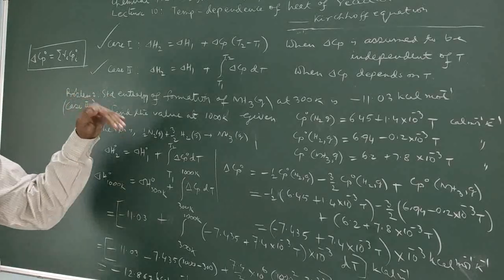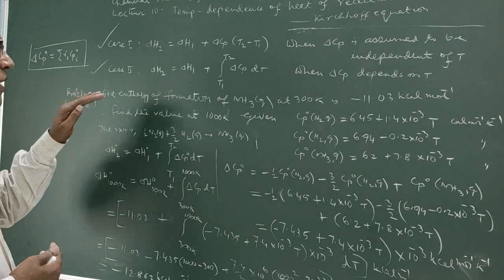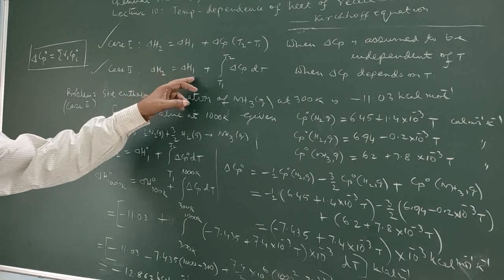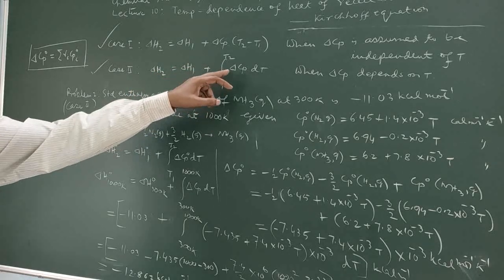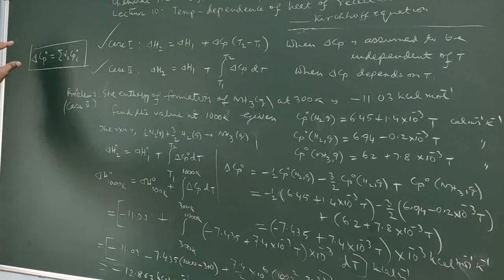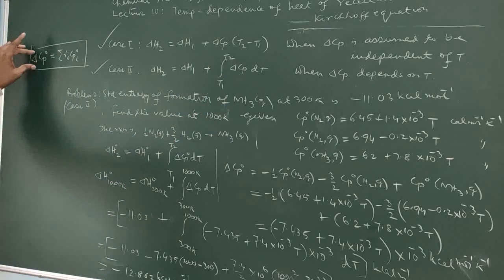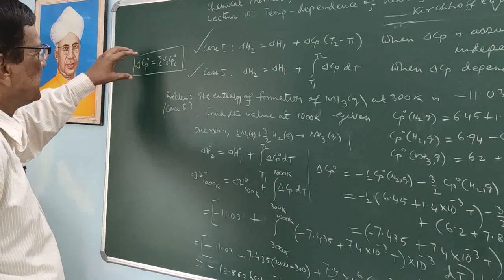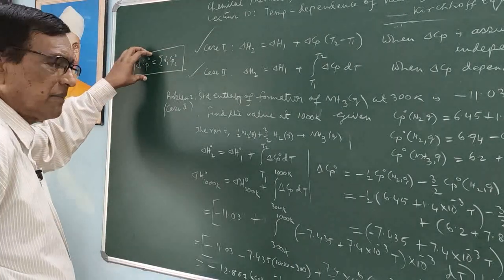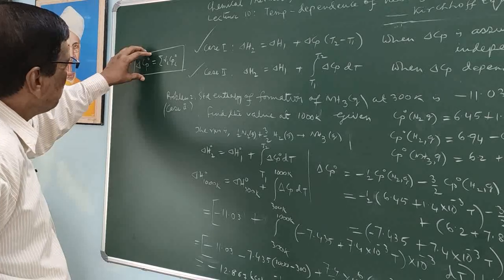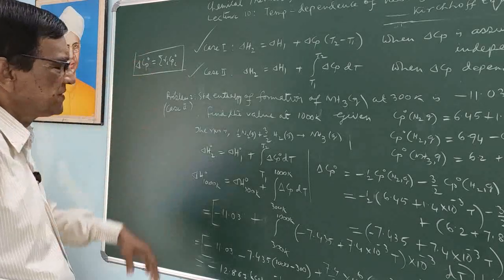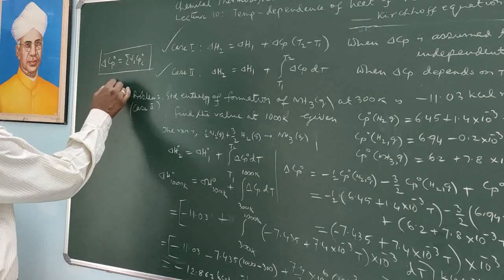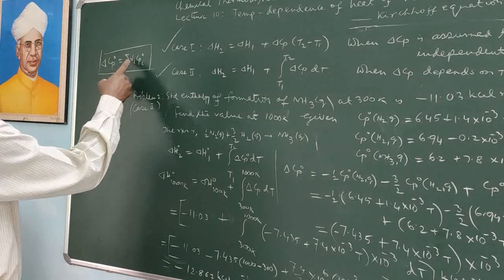Now I shall illustrate with one problem for this case 2. ΔH2 equals ΔH1 plus the integral from T1 to T2 of ΔCp dT. ΔCp is, for the standard state, ΔCp naught, which equals the summation of ν_i Cp_i naught. This is the standard constant pressure molar heat capacity difference between the product and reactant.